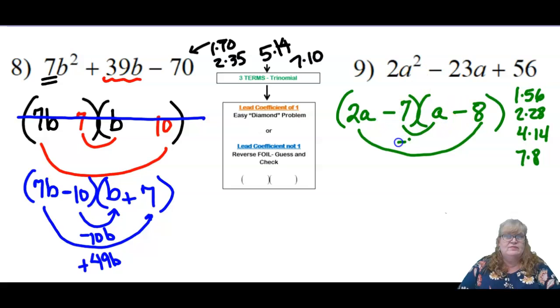So right now I have negative 7A on the inside, and on the outside I have negative 16A. If we add those together, we do indeed get negative 23A. So I think we got it on the first try.